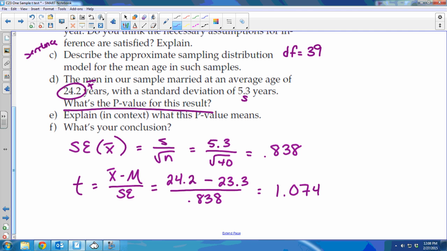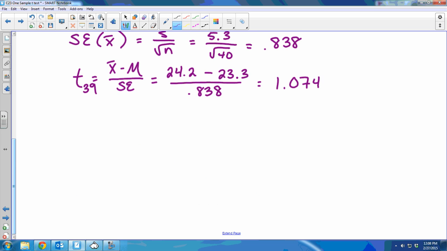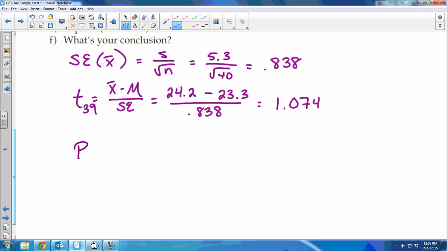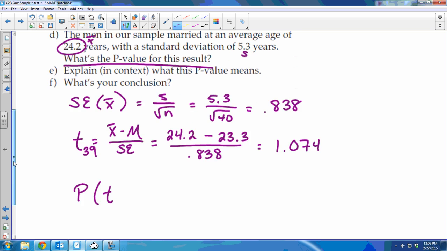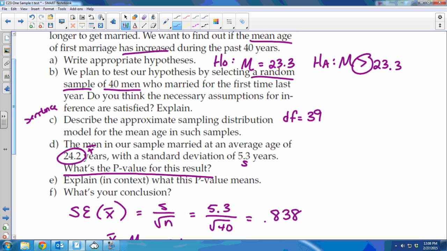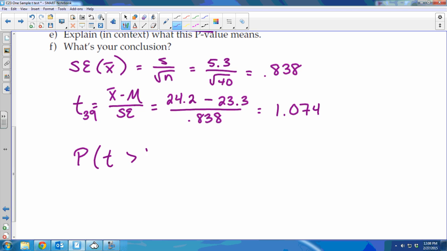And again, this is a T with degrees of freedom 39. So if you want to be specific about it, you would write it that way. Okay. So now I got to find my p-value. So we're finding the probability that T is, go back to your hypothesis, it says greater than. So T is greater than 1.074.